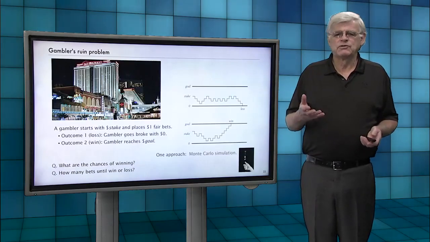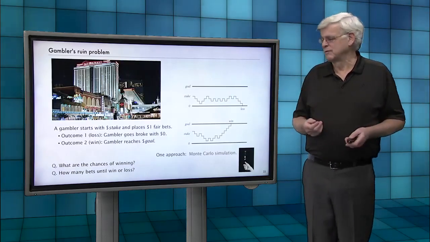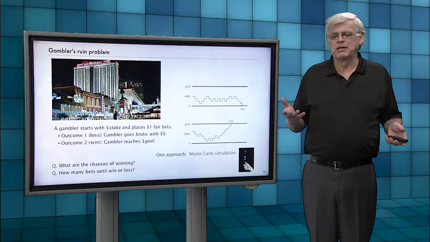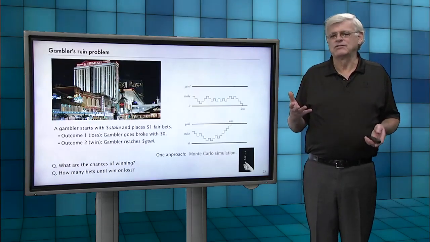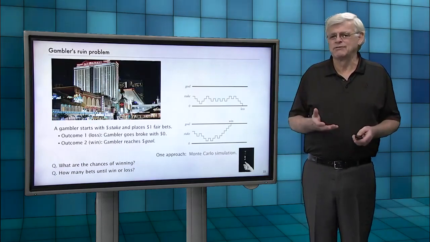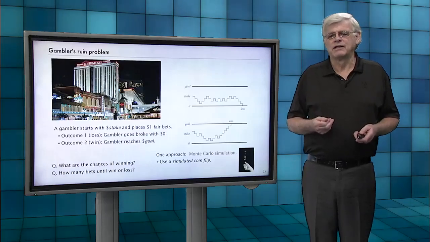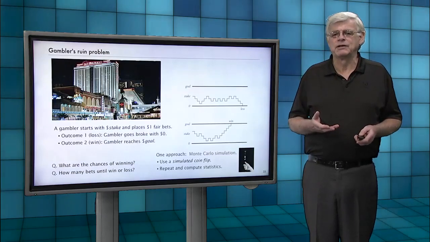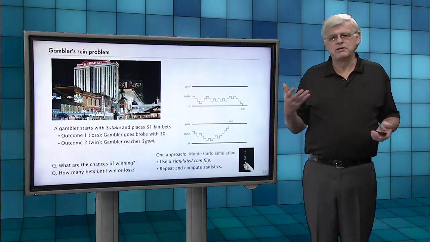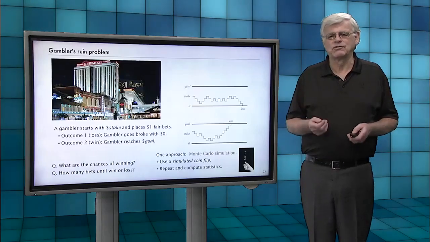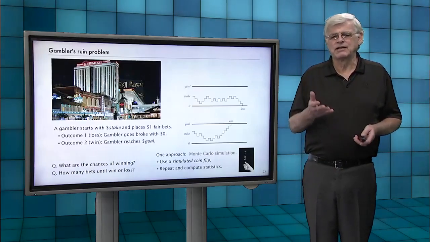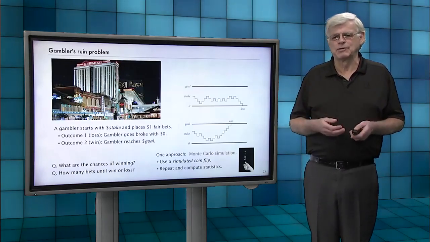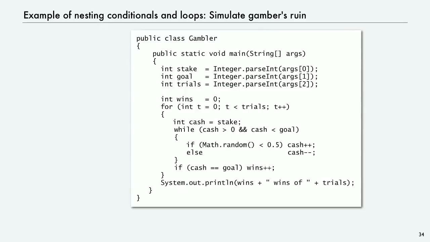So what we're going to do to study this problem is what's called Monte Carlo simulation. We're just going to simulate the process and keep track of the results. We'll use the simulated coin flip. We already did that with the if statement. And we're just going to repeat doing that and keep track of all the statistics to try to get a handle on these two questions for the gambler's ruin problem.